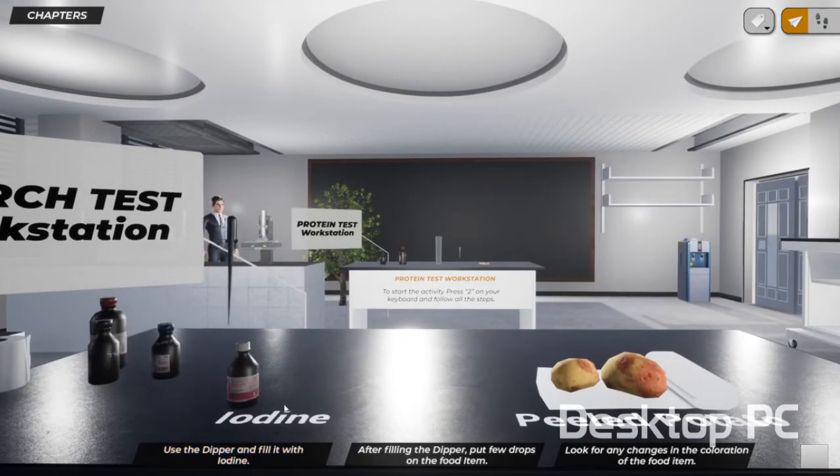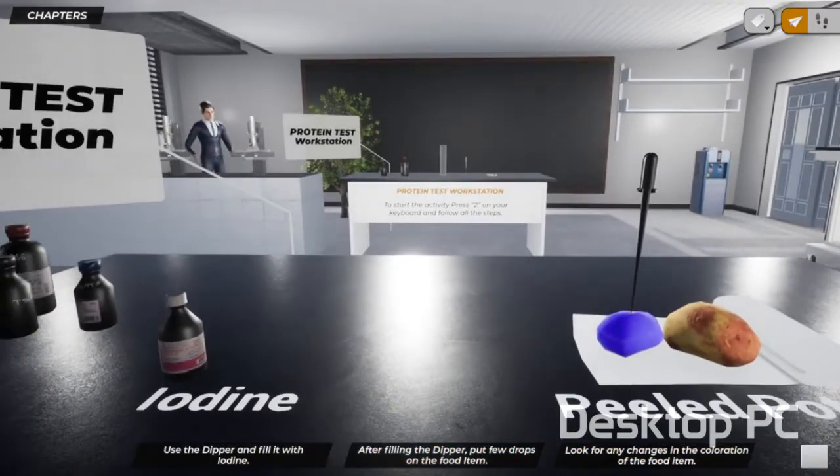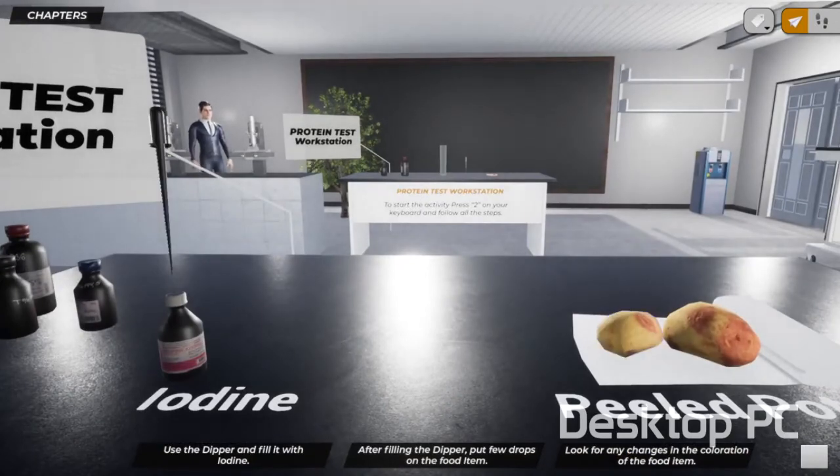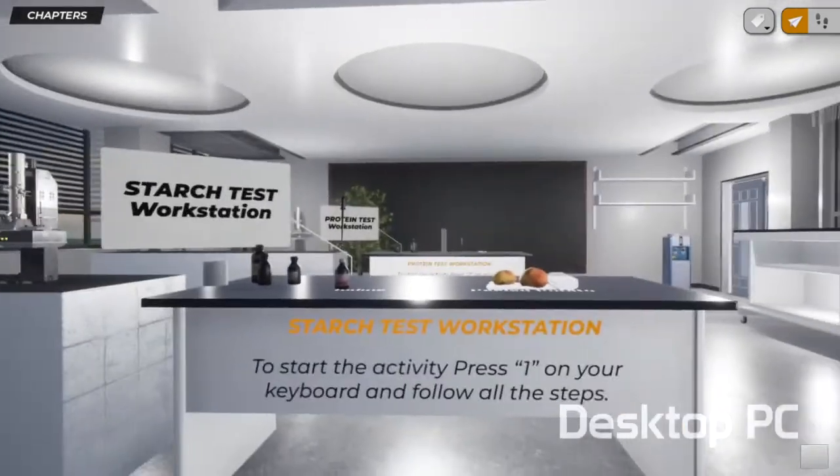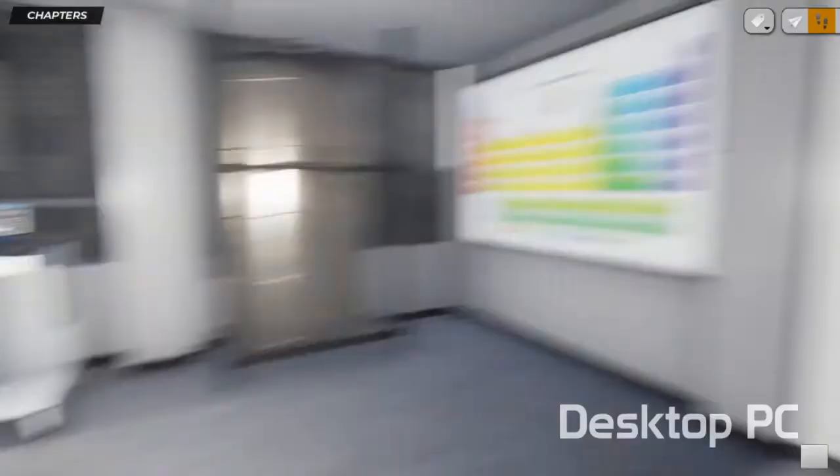The first step is to use the dropper and fill it with iodine solution. After filling the dropper, put a few drops on the food item. Look for any changes in the coloration of the food item. If the color changes to blue black, that means there is a presence of starch in the food item. You have now successfully finished your starch test. Moving on towards the next workstation.